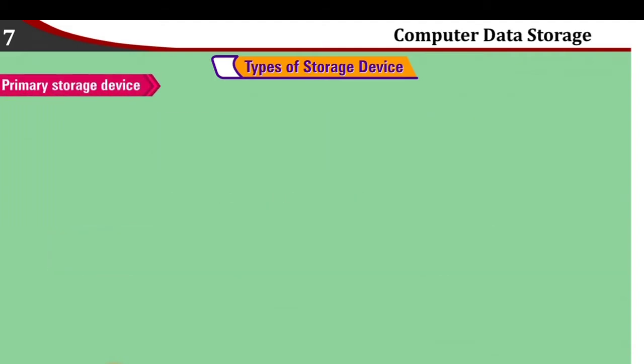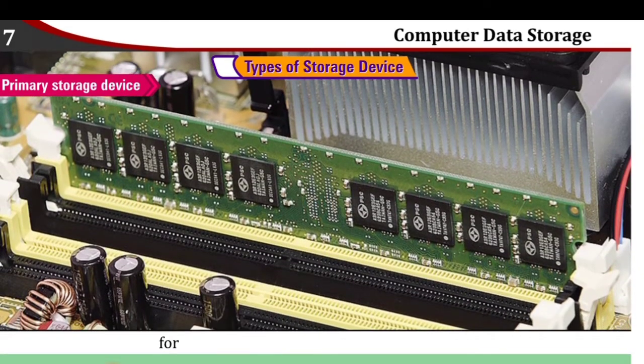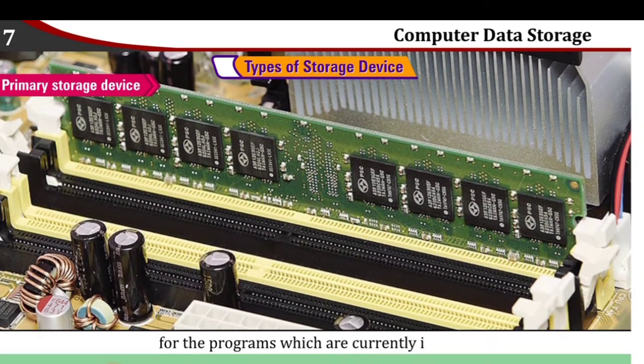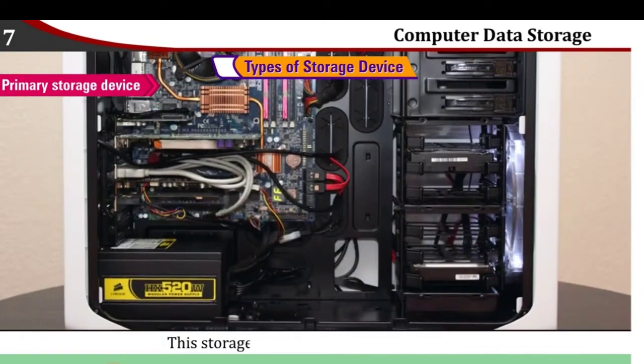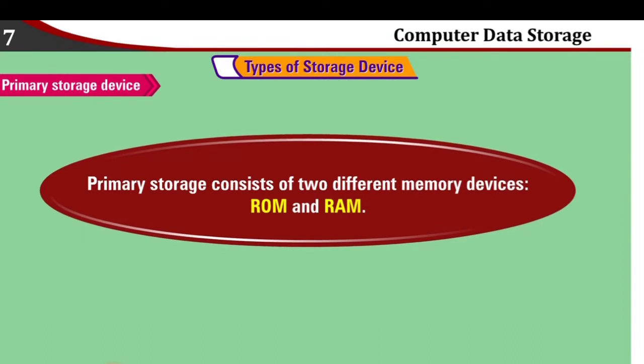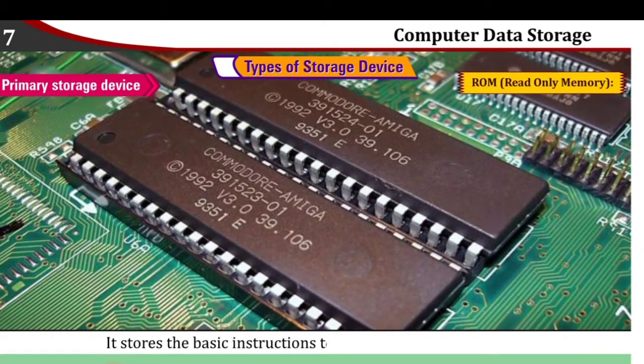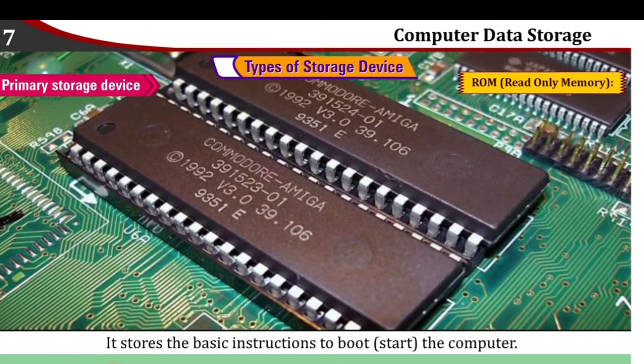Primary storage device. Primary storage stores data and instructions for the programs which are currently in use. This storage is primarily used by the CPU. Primary storage consists of two different memory devices, ROM and RAM. ROM stores the basic instructions to boot the computer. It stores the data permanently.